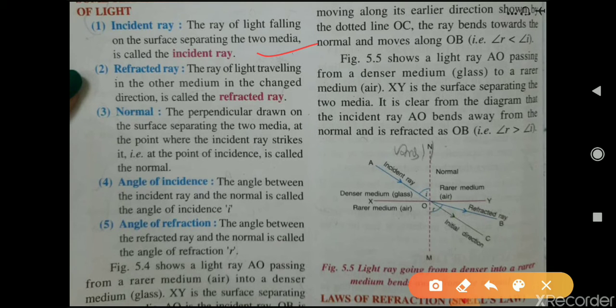Incident ray, the definition of incident ray is given here. The ray of light falling on a surface separating two media is called the incident ray. Refracted ray, the ray of light traveling in the other medium with changed direction is called the refracted ray. The angle between the incident ray and the normal is called the angle of incidence, and the angle between the refracted ray and the normal is called the angle of refraction. Okay, this is answer number 8.